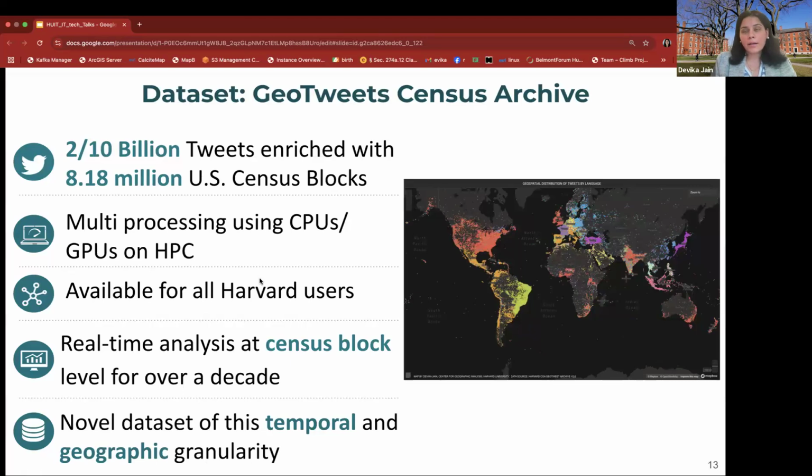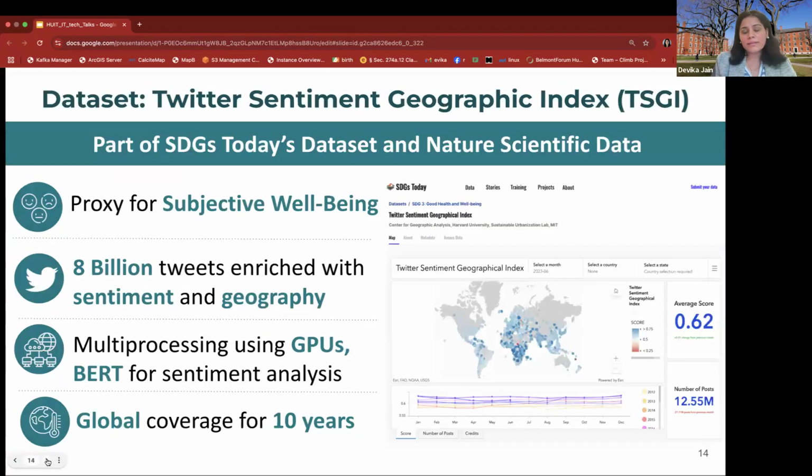And we developed a multiprocessing solution on GPUs and CPUs on high performance computing. And this data set is available to all researchers. This enriched data set is also available to all Harvard researchers. And this will allow you to do real-time analysis at census block level on over a decade of data. And the novelty of this data set is the temporal and the geographical granularity that it is providing.